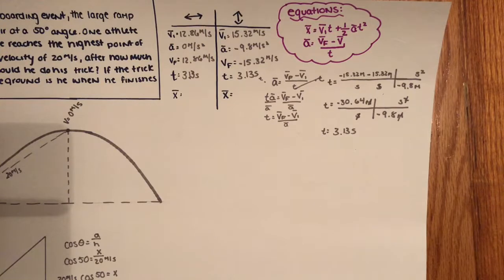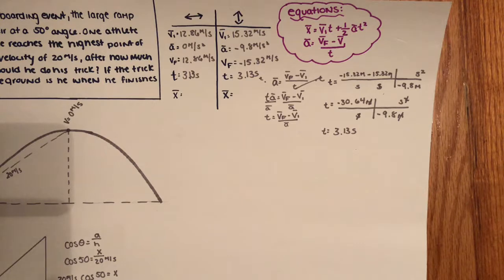So now that we have the time of the entire jump, we have to solve for the time where the athlete is at the highest point and the height at which he is at his highest point in order to determine when he should do his trick.